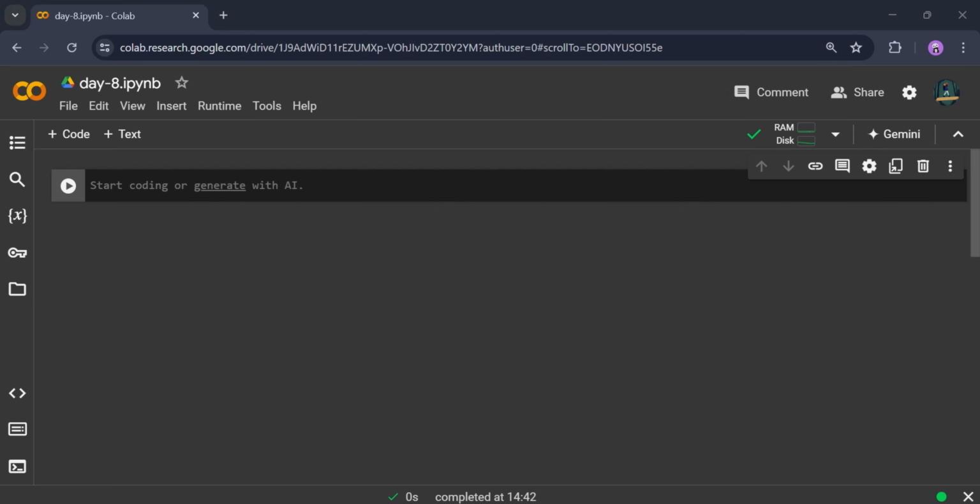First, we need to import the NumPy library, which is essential for performing numerical operations in Python. So, import numpy as np. Then run this.